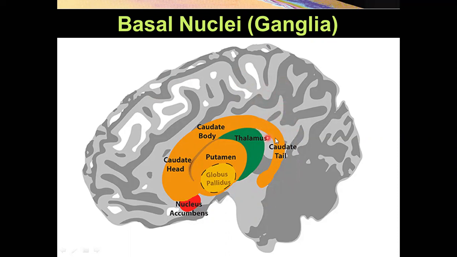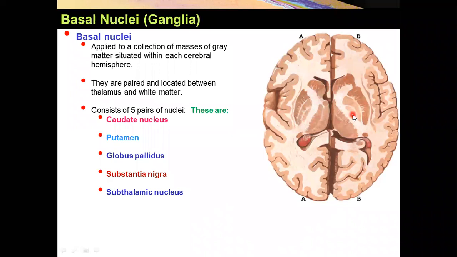The basal ganglia are associated with a variety of functions, including control of voluntary motor movements, procedural learning, habit learning, eye movements, cognition, and emotion. In other words, basal nuclei are applied to a collection of masses of gray matter situated within each cerebral hemisphere.